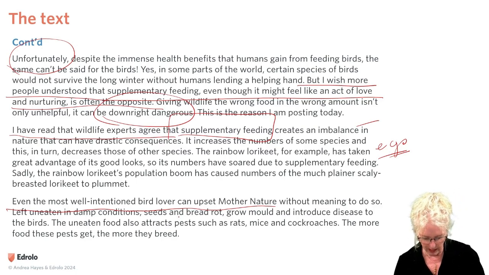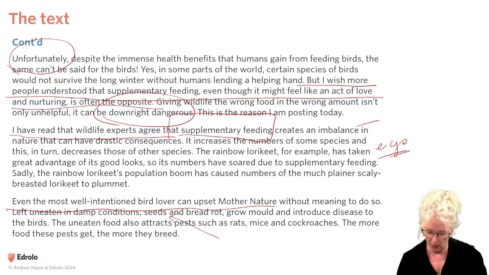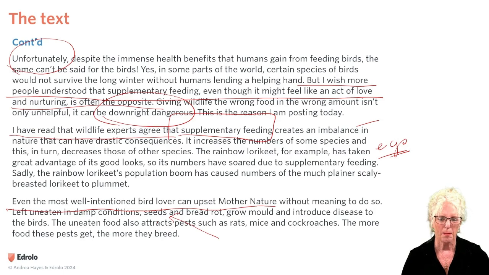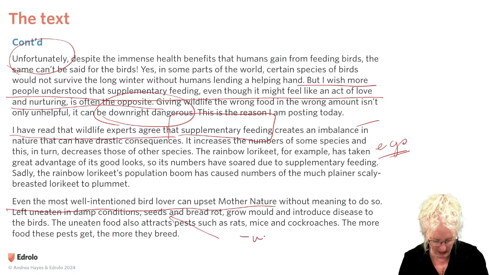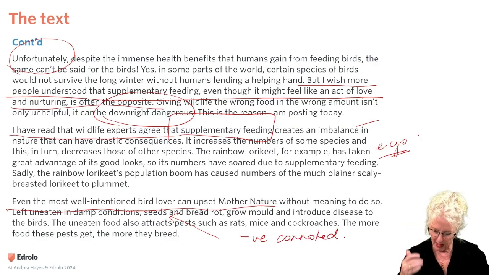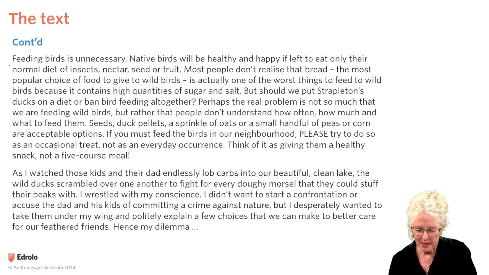And so then we've got some graphic imagery here. We've got left uneaten in damp conditions, seed, bread rot, mould, disease, all these negative connotations here. Uneaten food attracts pests. So this is all the negative stuff again. So if we write negatively connoted, yep. So we've got examples there. The more food these pests get, the more they breed. So more dangers. Feeding birds is unnecessary.